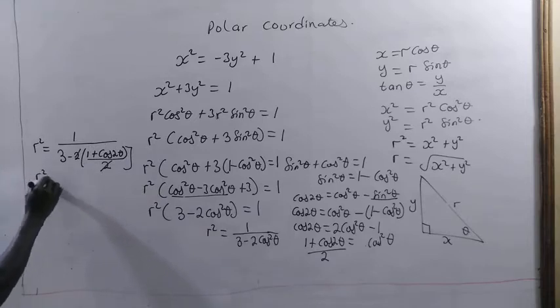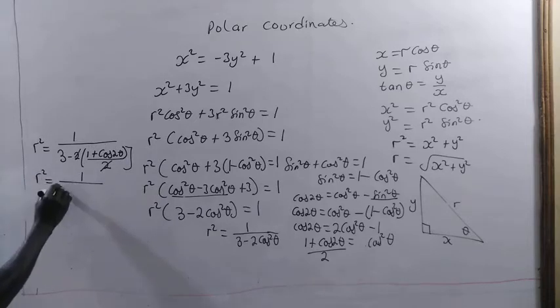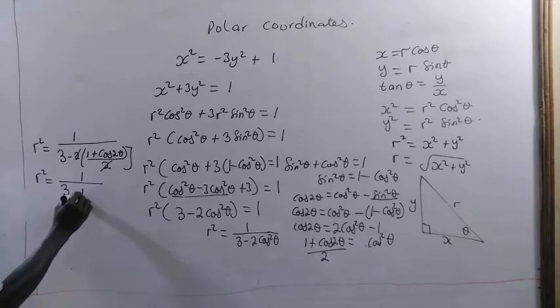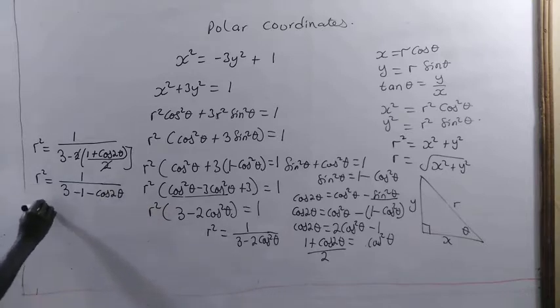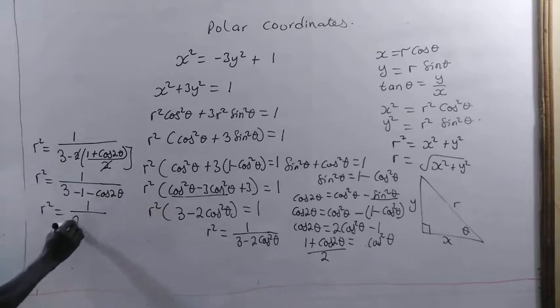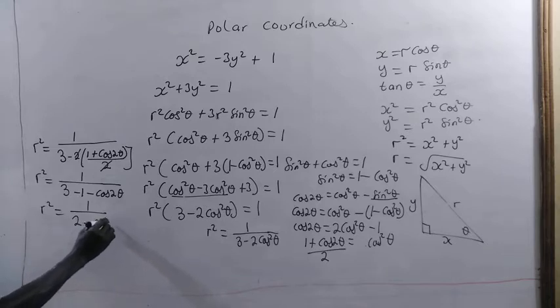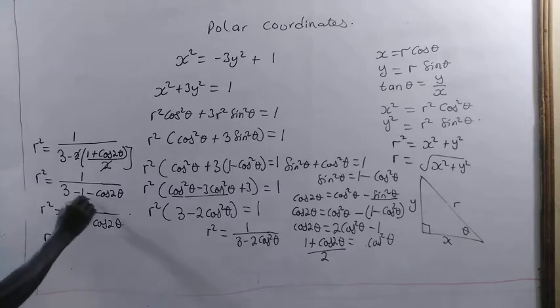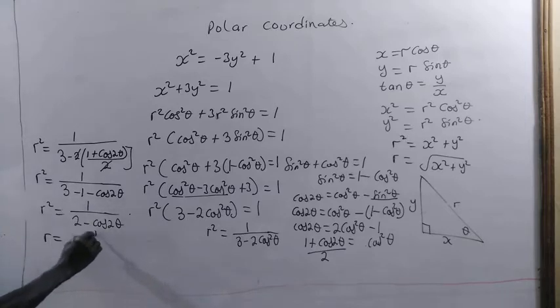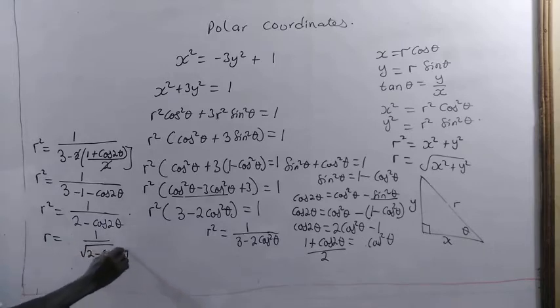So we have r squared equal to 1 divided by 3 minus 1 minus cosine of 2 theta. And we have r squared equal to 1 divided by 2 minus cosine of 2 theta as our final answer. If we want to write it in terms of r, we can write r equal to the square root of 1, which is 1. So we have 1 divided by the square root of 2 minus cosine of 2 theta as the polar equation.